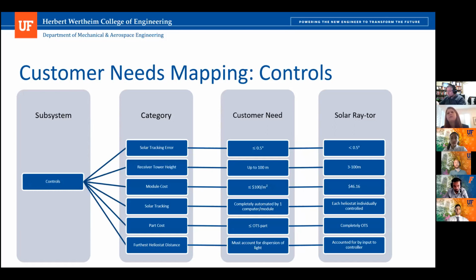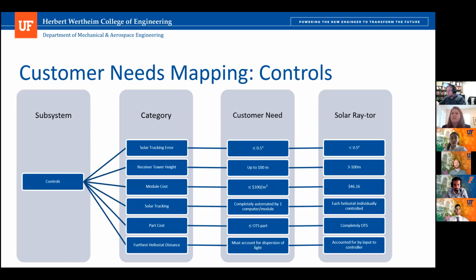Needs mapping was used to determine how the Solarator achieved the customer needs. The first column represents the category of the quantification metric. The second represents the corresponding customer need, and the final column represents the final results of our product. Each individual member completed a trade study, and it was found that we valued cost, off-the-shelf part ratio, and individual computer tracking the highest.